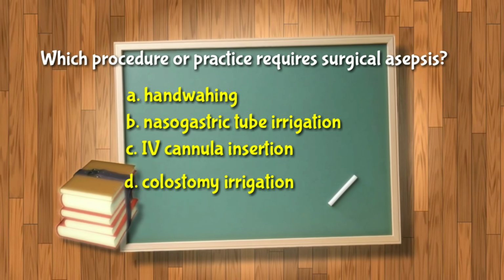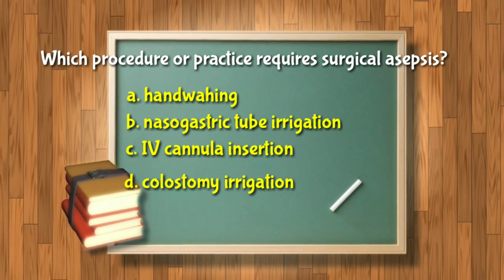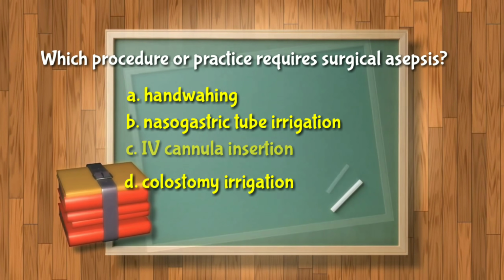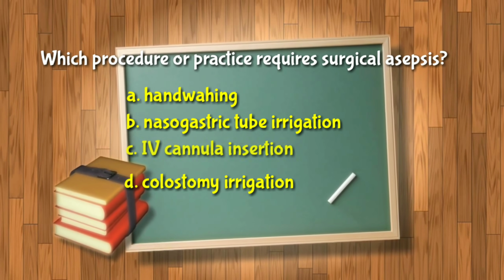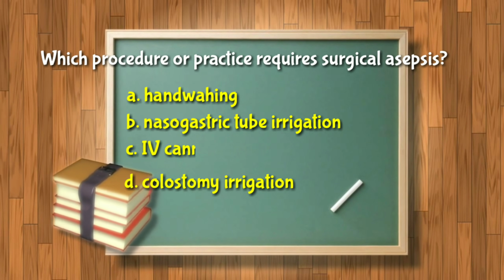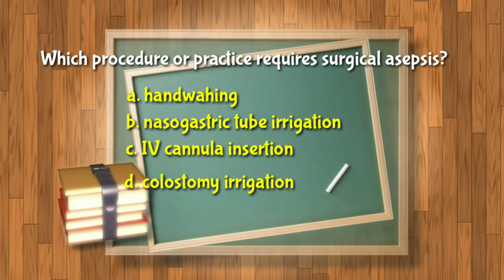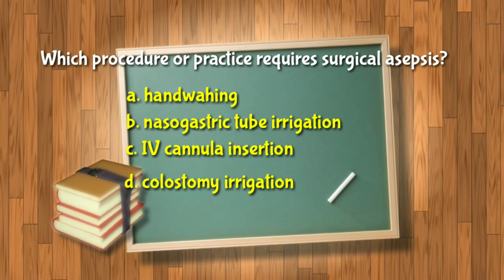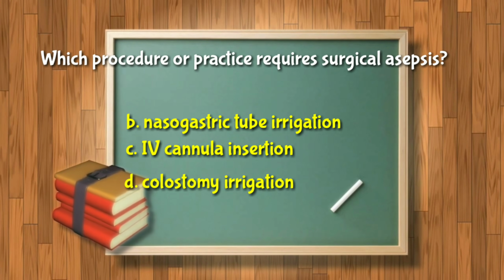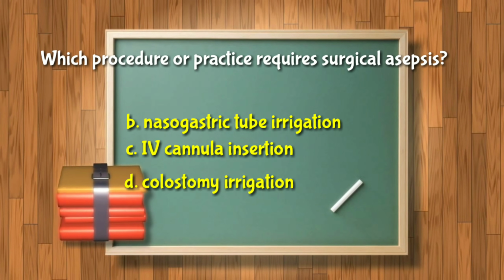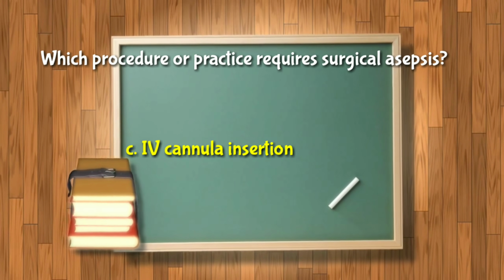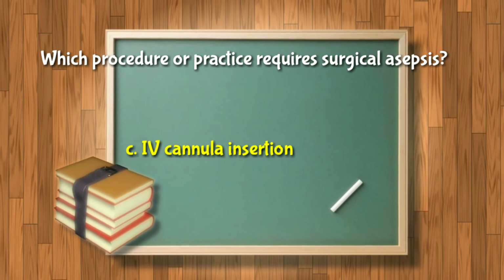To achieve surgical asepsis, objects must be rendered or kept free of all pathogens. Inserting an IV cannula requires surgical asepsis because it disrupts skin integrity and involves entry into a sterile cavity, which is the vein. The other options are used to ensure medical asepsis or clean technique to prevent the spread of infection. The GI tract isn't sterile. Therefore, irrigating a nasogastric tube or a colostomy requires only clean technique, not surgical technique. So that will lead you to the answer of C, IV cannula insertion.